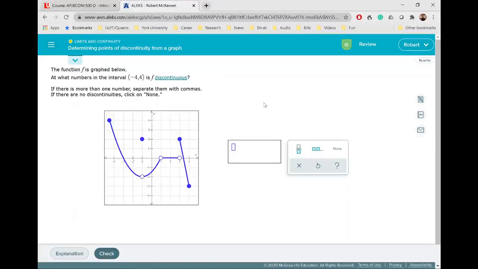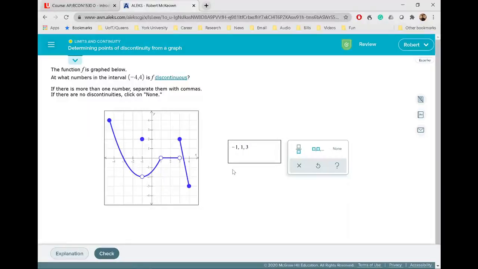Here I am on ALEKS. We've got the same question that you saw on the slides. I'm going to input my answer. ALEKS doesn't care whether it's an irremovable or removable discontinuity. It just wants to know at which points it's discontinuous. And so I'm just going to list the x values where this function is discontinuous. We have -1, and then I'll hit comma, 1, comma, 3.